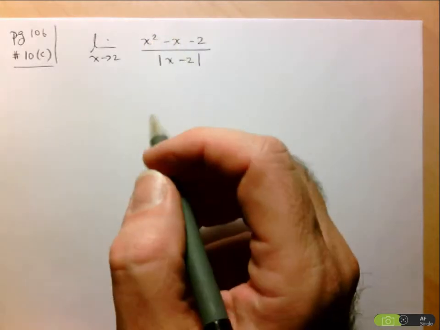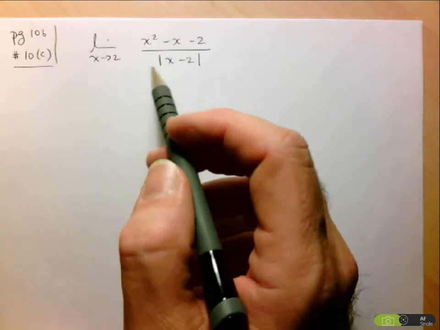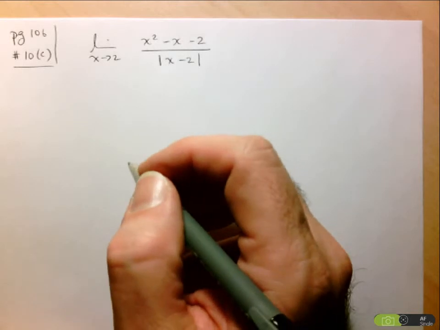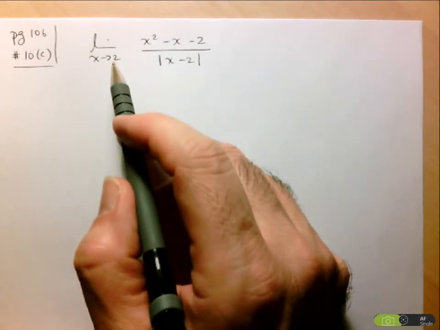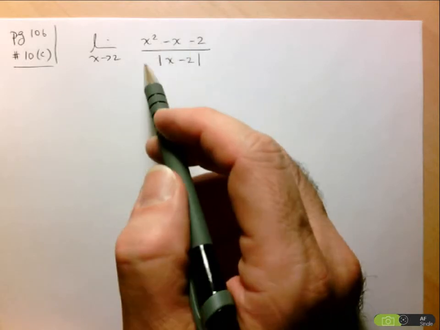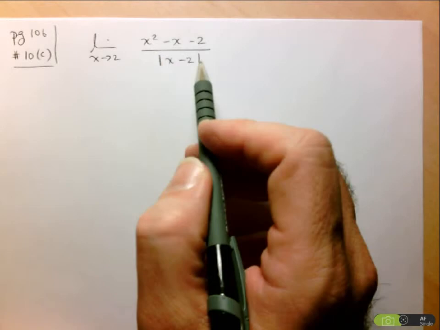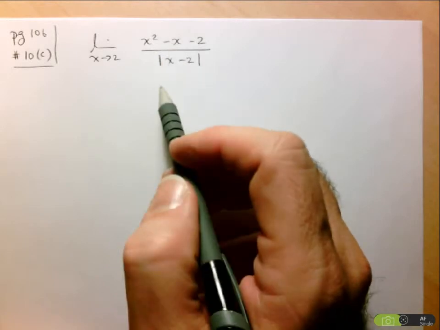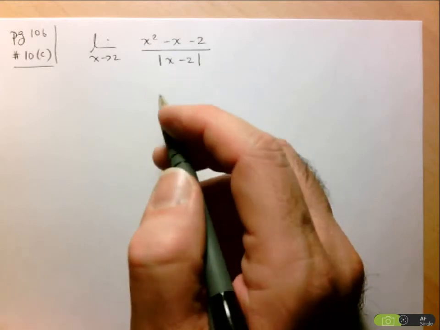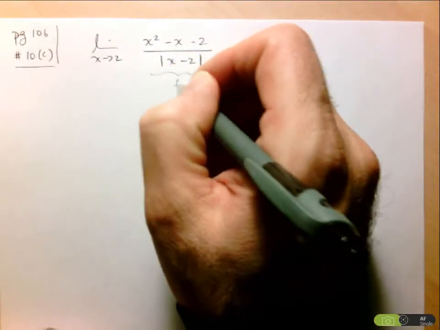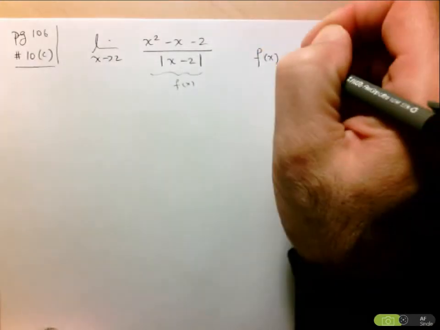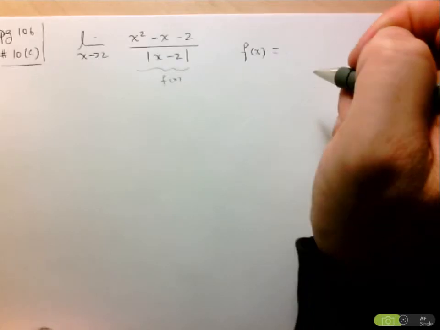So this is approaching an indeterminate form, 0 over 0, which means the limit may or may not exist in this case. However, if we want to investigate what's happening as x approaches 2, we would like to do some algebra. Unfortunately, because of these absolute values, we can't operate on these expressions directly. So as I suggested, the first thing I'm going to do, let's say I call this function f at x, is rewrite f as a piecewise function.